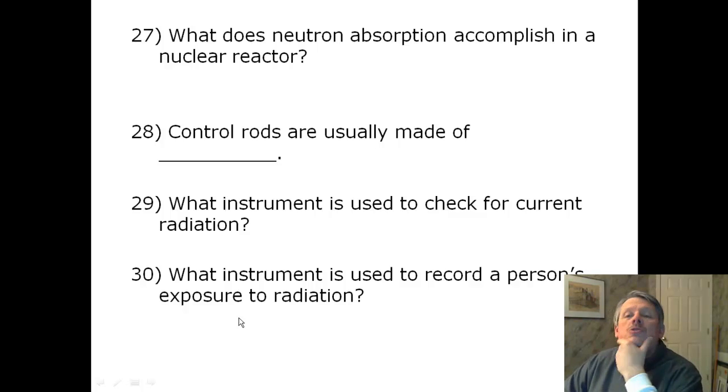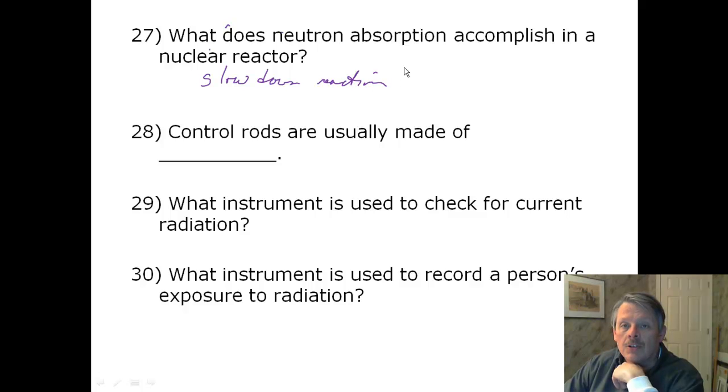What does neutron absorption accomplish in a nuclear reactor? Well, part of the problem is if you have that chain reaction going on and you're producing lots and lots of neutrons, you're going to have an uncontrolled reaction. So the neutron absorption is done by the control rods, and they absorb neutrons, right, to slow down the reaction and to control it.